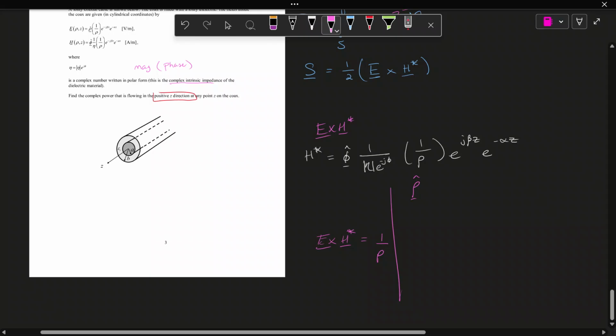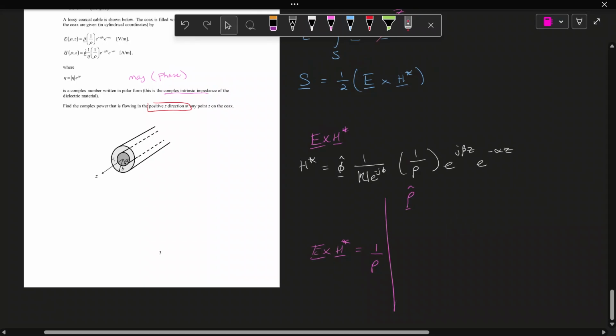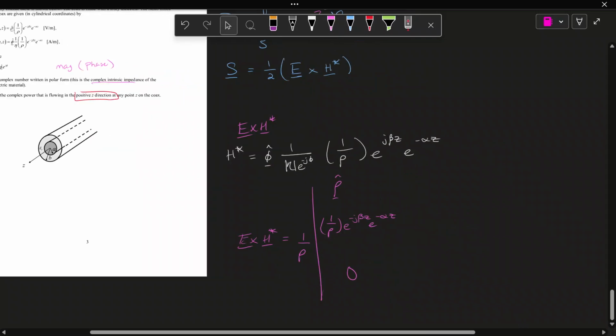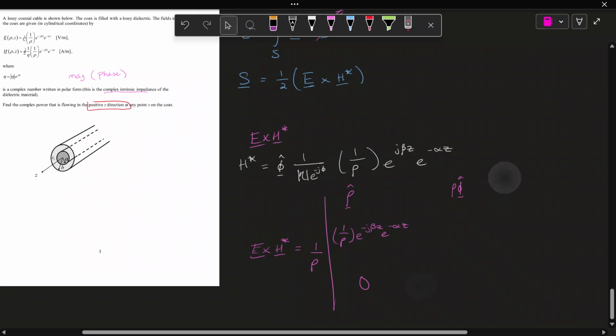Okay, let's start with the E vector. Does the E vector have a rho component? Yes, it does. It is 1 over rho, e to the negative j beta z, e to the negative alpha z. Does the H component have a rho vector? No, it's 0. Now we have rho times phi hat. Does the E vector? The E vector only has a rho component, so we can just fill in 0 for everywhere else.